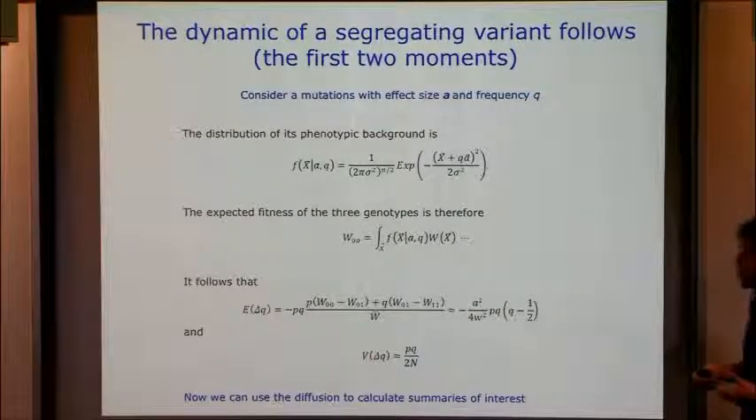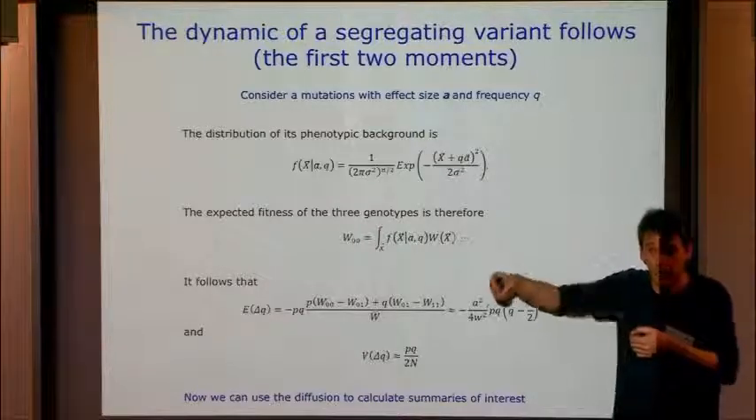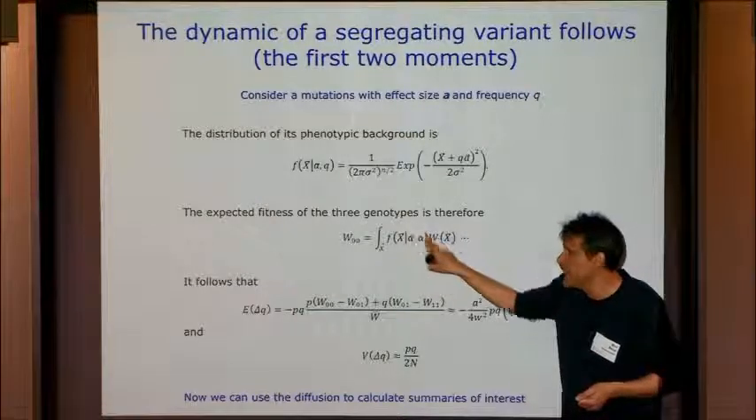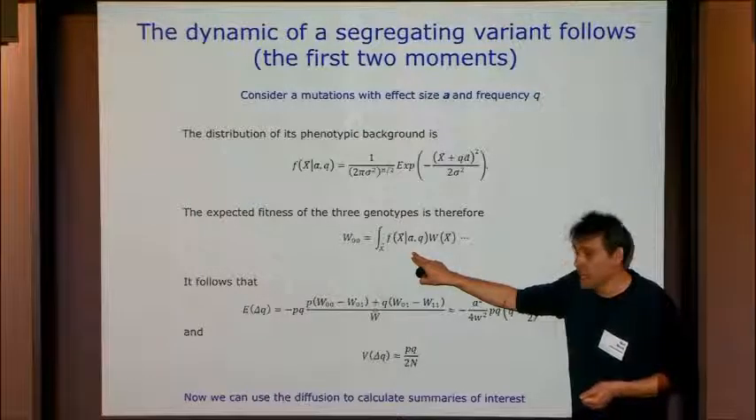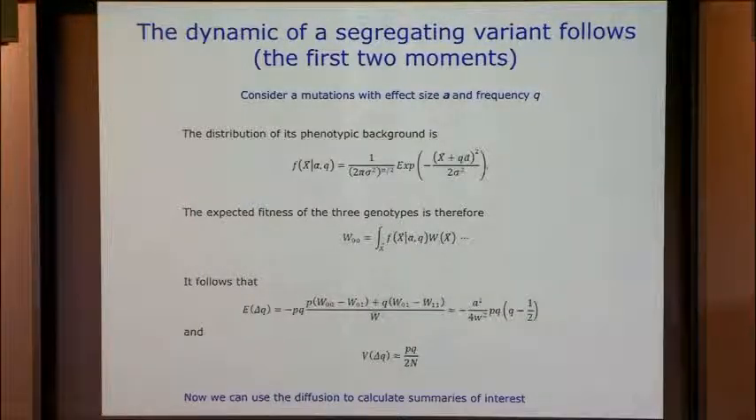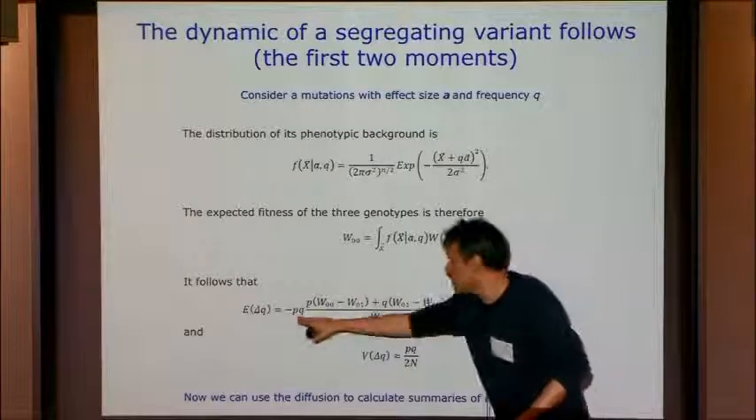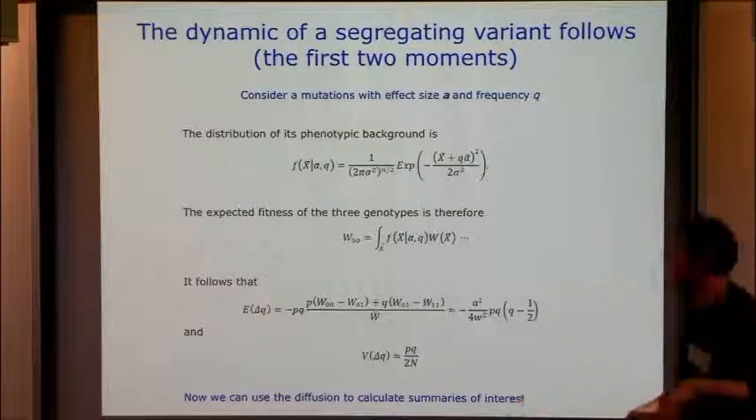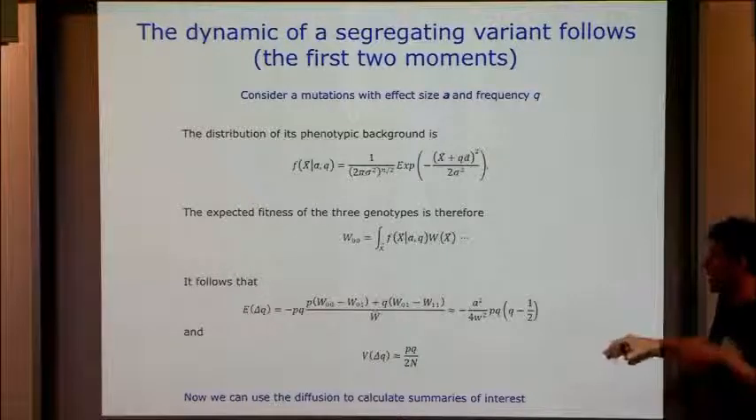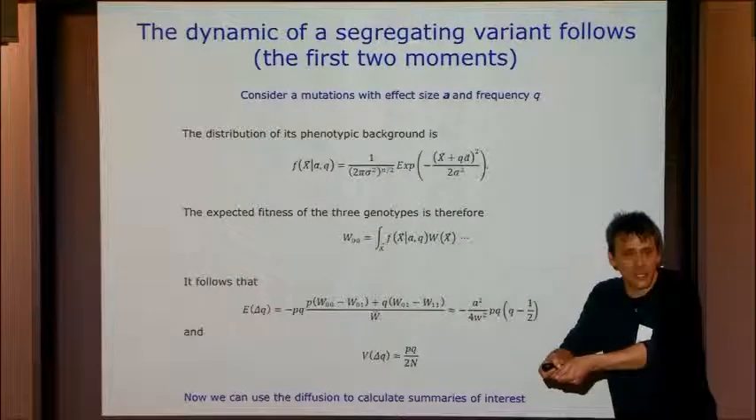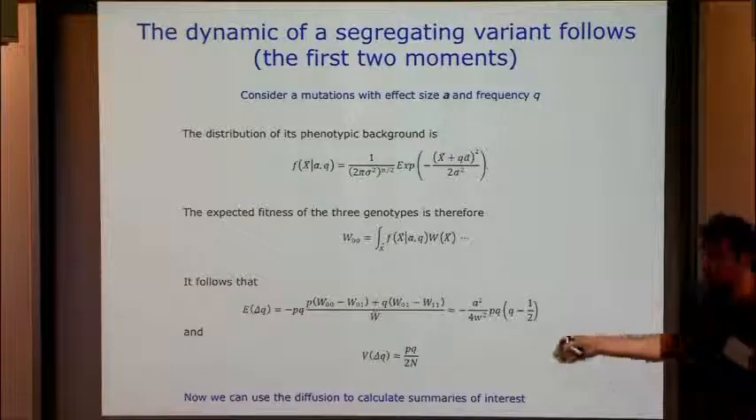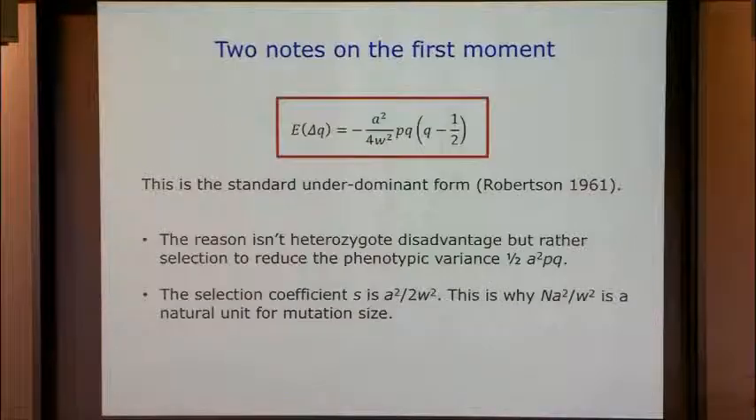Once I have the distribution of backgrounds, I can calculate the fitness of each of the 3 genotypes at this locus. For that I need to know the background, but I integrate over the contribution of the background. Once I do that, I can calculate the first 2 moments of change in allele frequency in a single generation. The first moment is shown here, and the second moment is just a standard second moment under genetic drift. Once you have the first 2 moments, you can use the diffusion equation to get at least the closed integral forms for anything you'd like to calculate in this model. So, okay, we can solve for things.